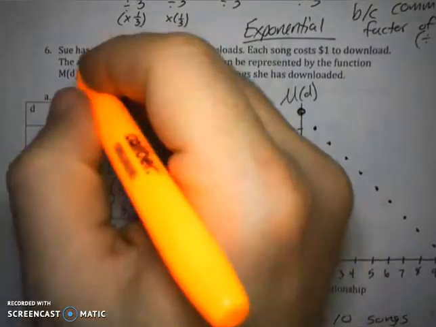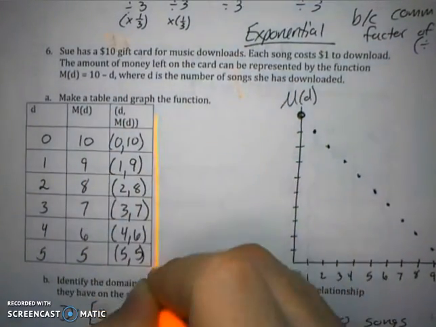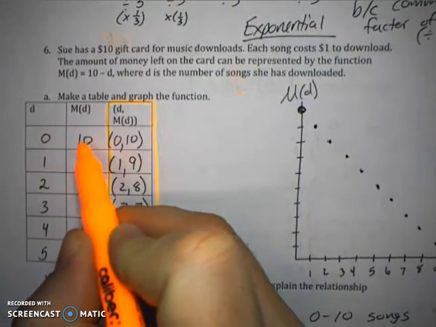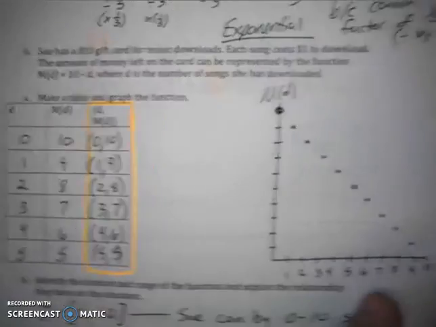Okay, now this column here on the edge gave you guys some trouble. It's just the ordered pairs. 0 for D, 10 for m of d, so we put that as an ordered pair. And then we can graph this.